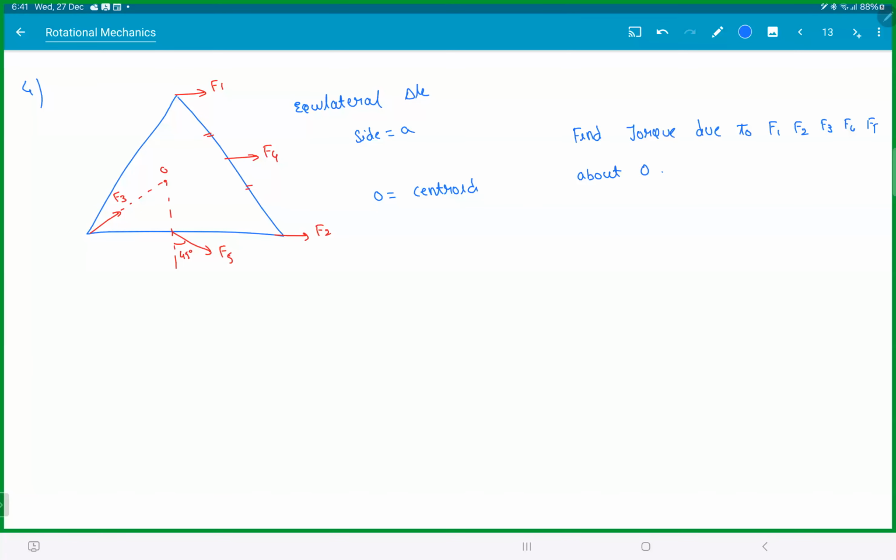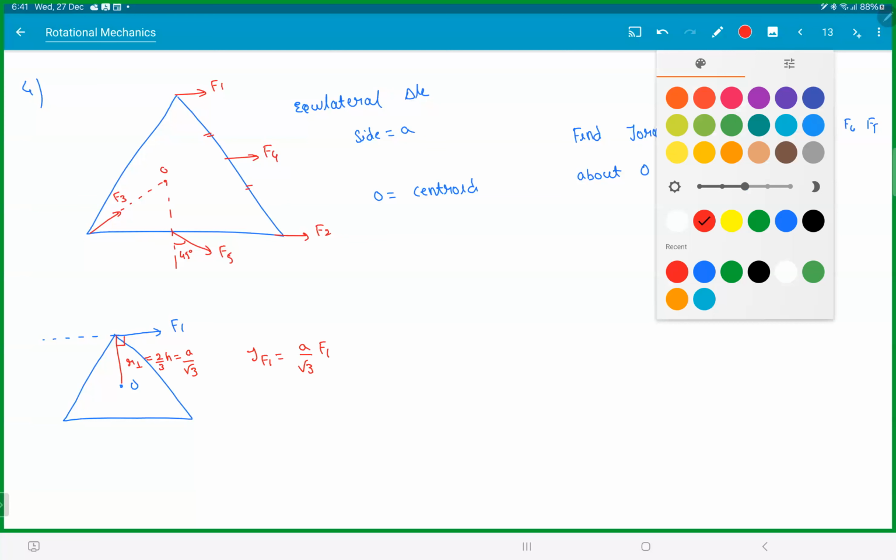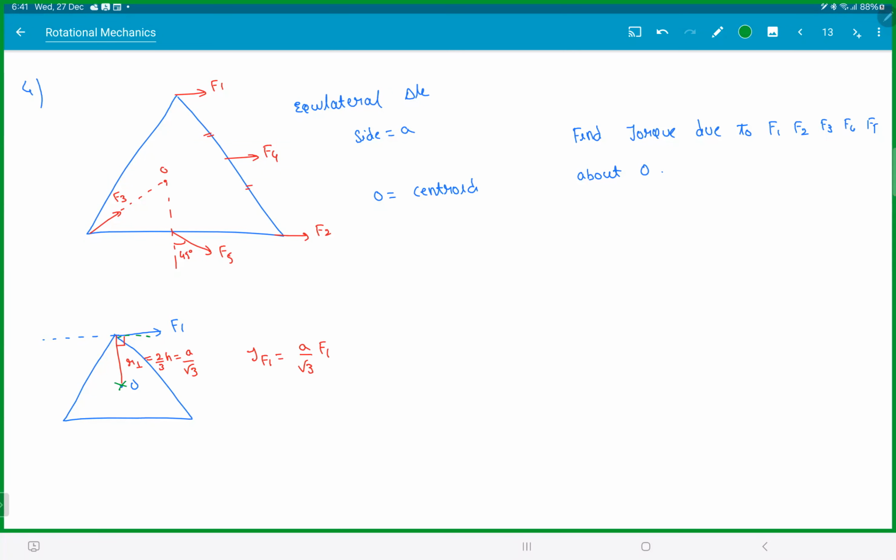Listen. What am I expecting from you? So this is the force F1. This O is the centroid. Extend the force vector. Drop the perpendicular. So this would be the perpendicular distance, which is, remember, centroid divides in the ratio of 2:1. So this will be 2/3 of height, which is A by root 3. So torque due to F1 will be perpendicular distance into magnitude. And how will this R bar rotate? If this is your axis, you can see it rotates in this way, which is clockwise. So the direction is minus k cap. Understood how we got the magnitude and the direction?